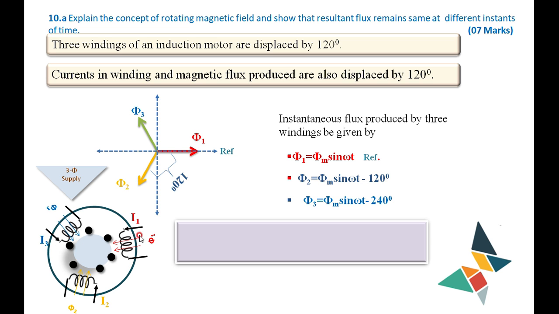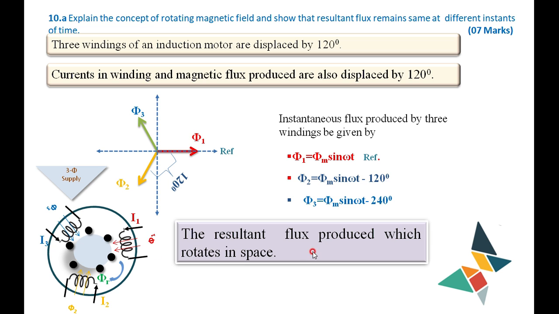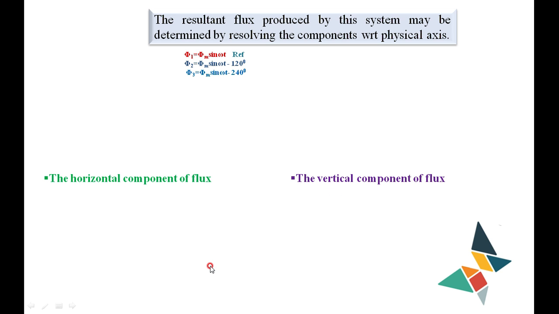Then all three fluxes act simultaneously. Therefore, when they interact with each other, they produce a resultant flux. The resultant flux is rotating in the air gap, that you have to show. That is, the resultant flux produced rotates in space. That is, phi r is rotating with a synchronous speed in the air gap. How exactly the rotating resultant flux is produced, we will demonstrate here.